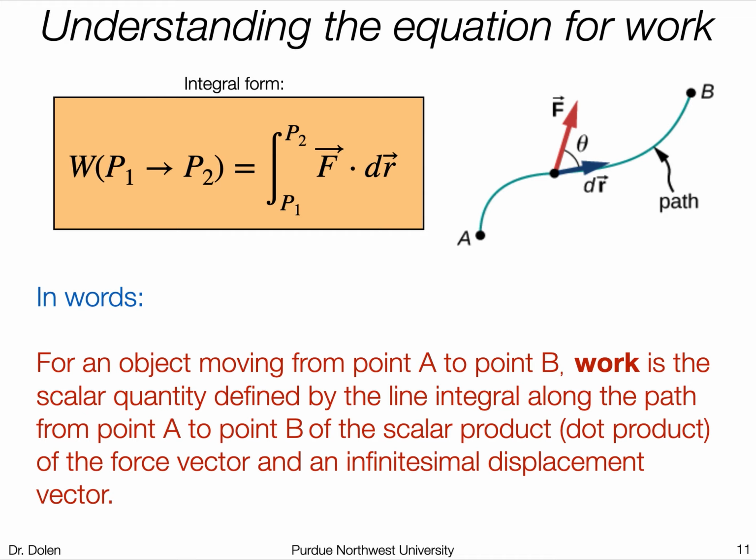Okay, so let's understand this in words. For an object moving from point A to point B, work is a scalar quantity defined by the line integral along the path from A to B of the scalar product, or dot product, of the force vector and an infinitesimal displacement vector. Explaining it in words may help a little, but I think it may be more beneficial to expand this equation out.